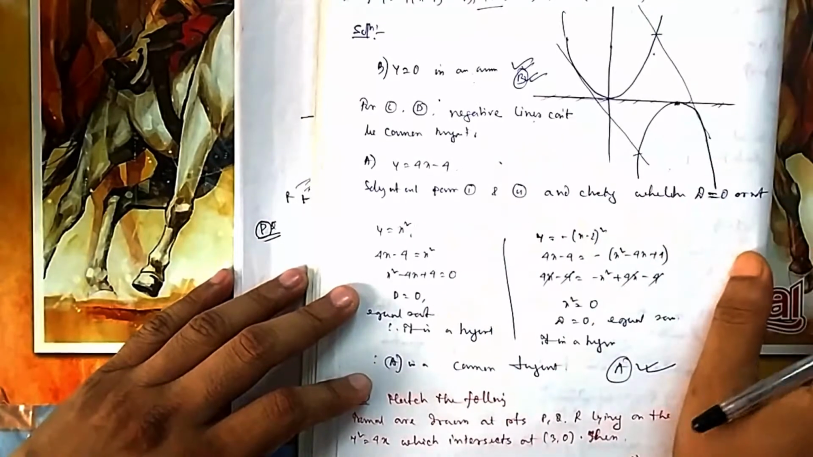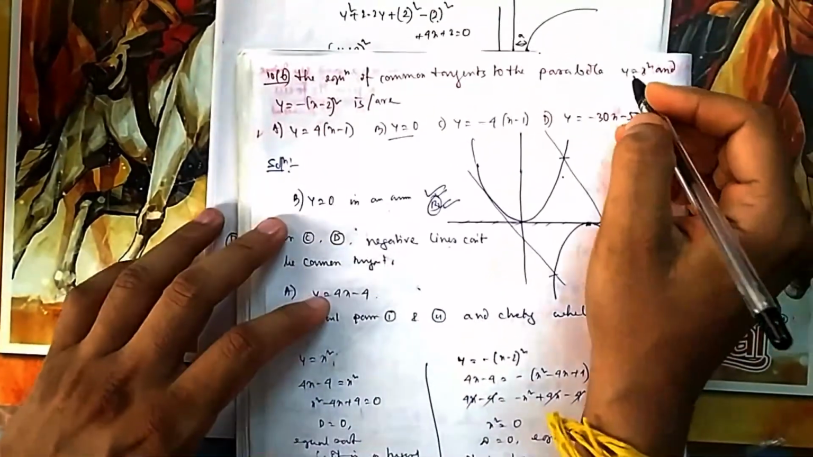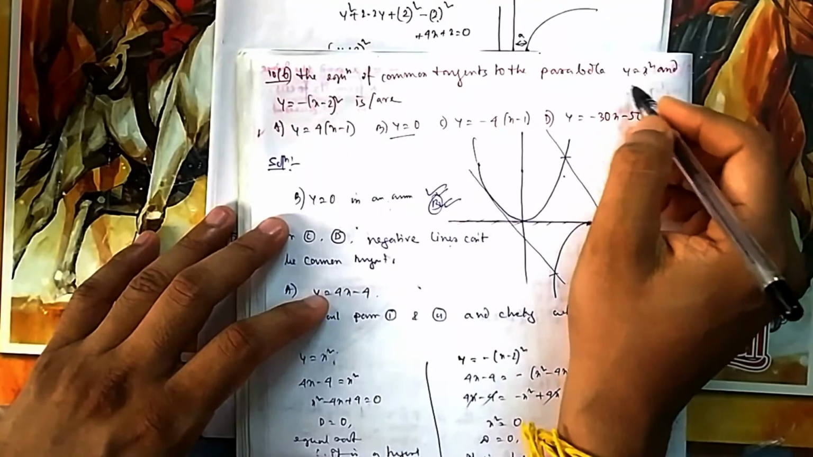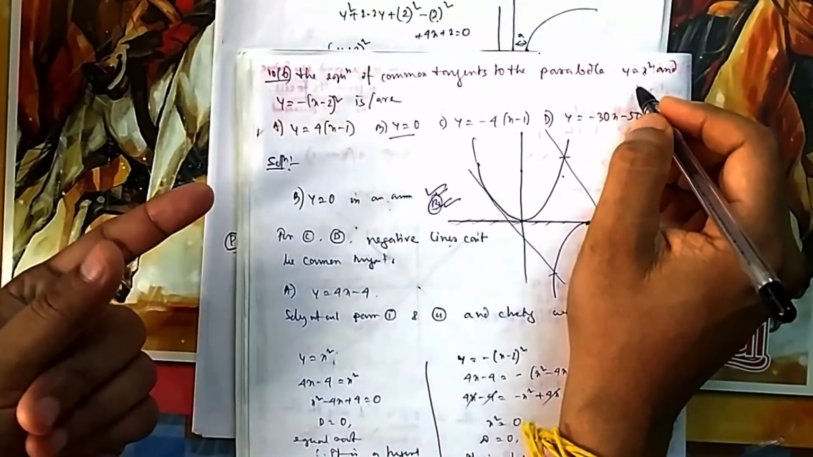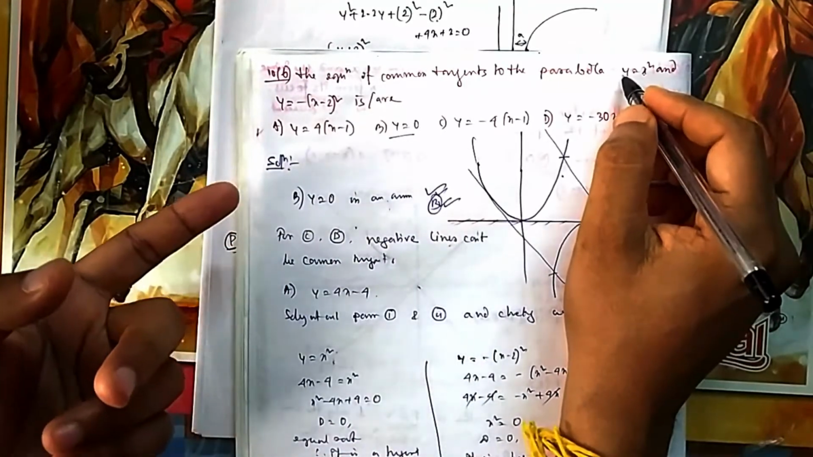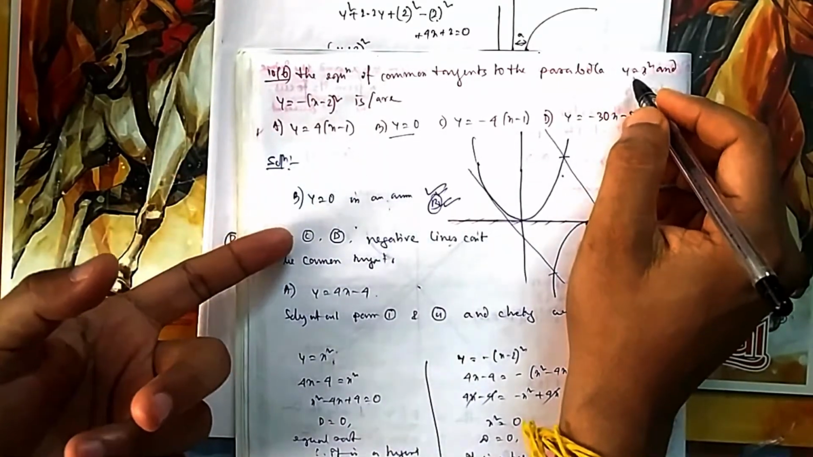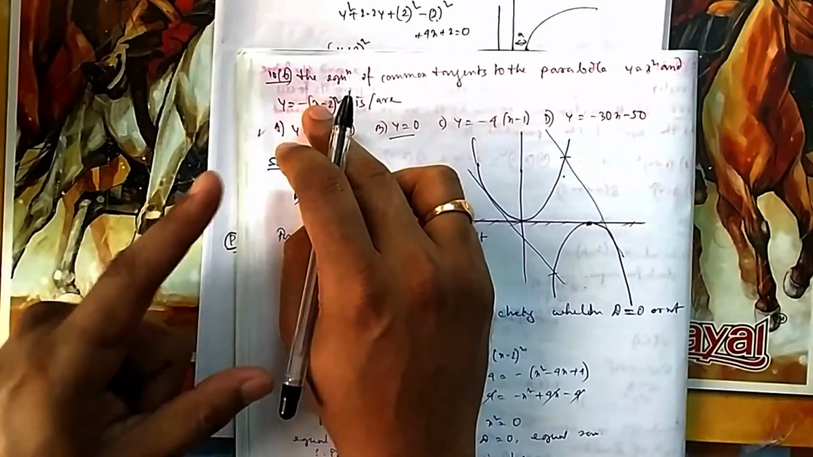From the options also you can play. You can try on your own. How will you try it? You take a tangent. What is the equation of the tangent? You write the equation of the tangent, y equal to mx plus a by m. Here a is 1 by 4. So you do this and solve it with the parabola. It should give only one solution. The discriminant should be 0. So you can try with this one.